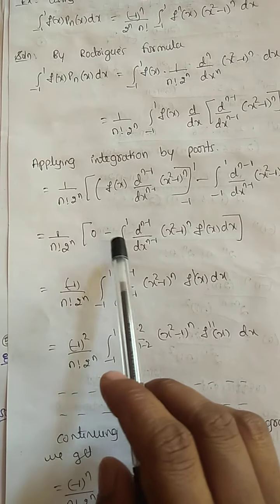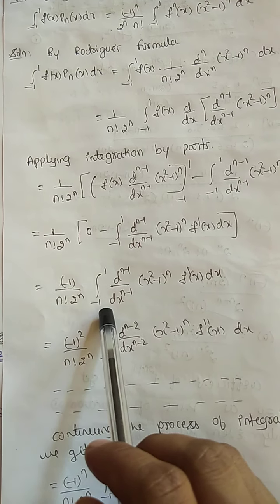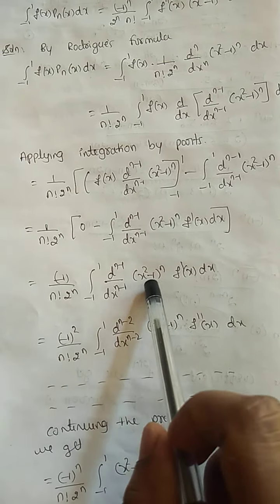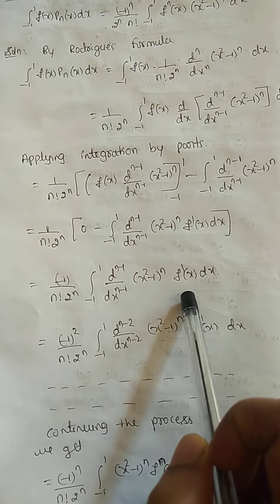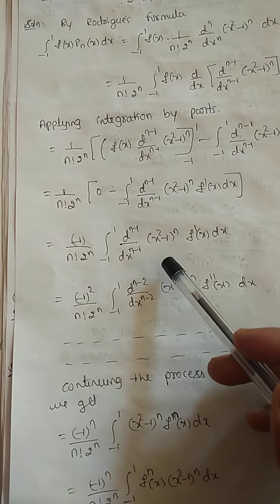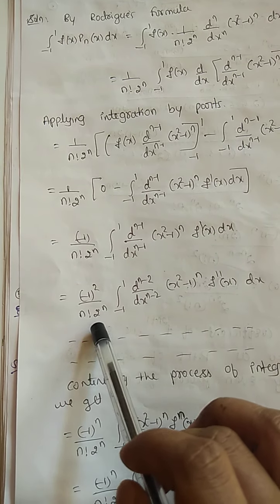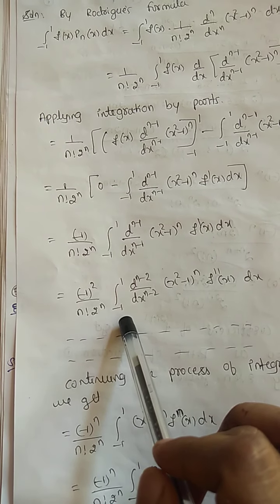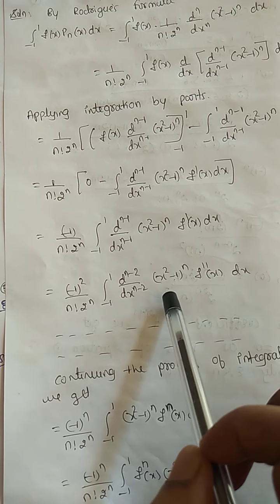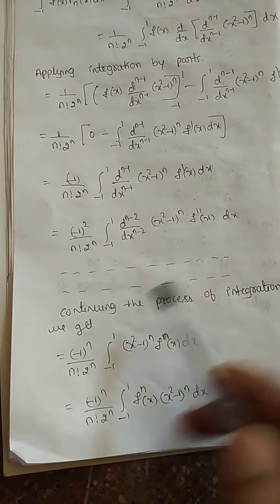Or we can write (-1)/(n! 2^n) integration from -1 to 1 of d^n... (-1)/(n! 2^n) ∫ from -1 to 1 of d^(n-1)/dx^(n-1) (x²-1)^n f'(x) dx. Similarly, integrating by parts again, we get (-1)²/(n! 2^n) ∫ from -1 to 1 of d^(n-2)/dx^(n-2) (x²-1)^n f''(x) dx.